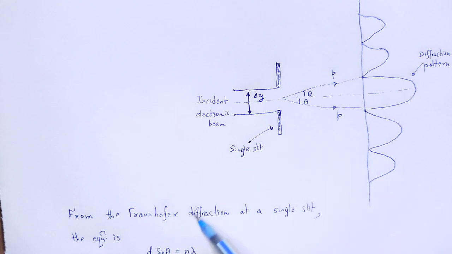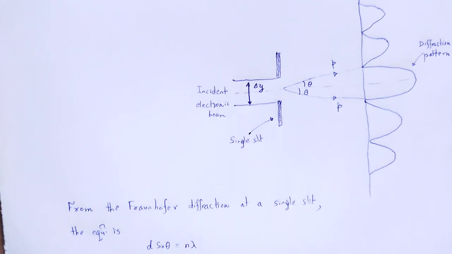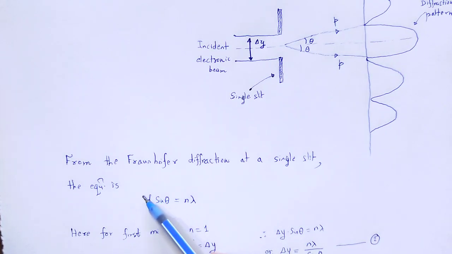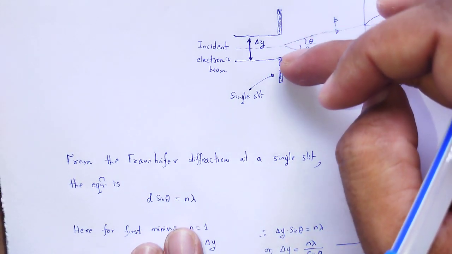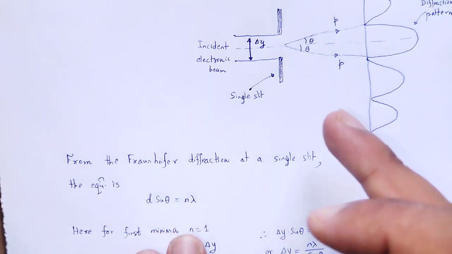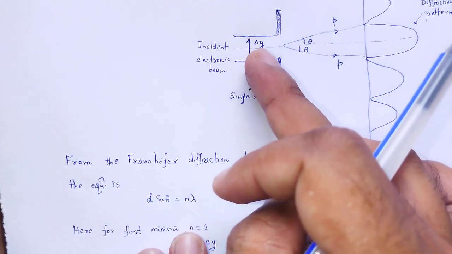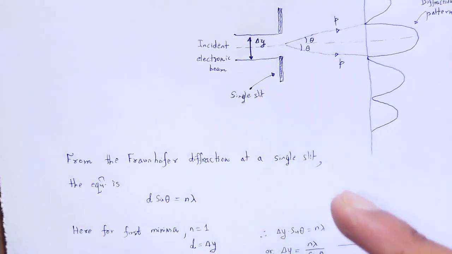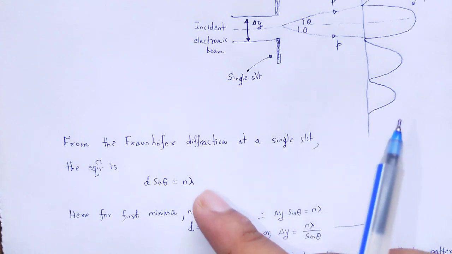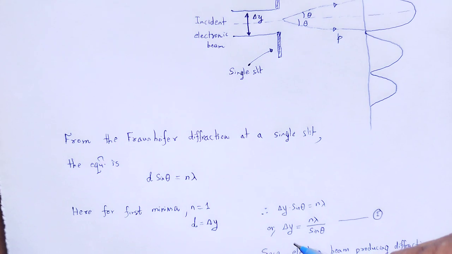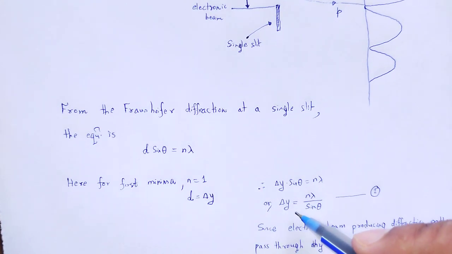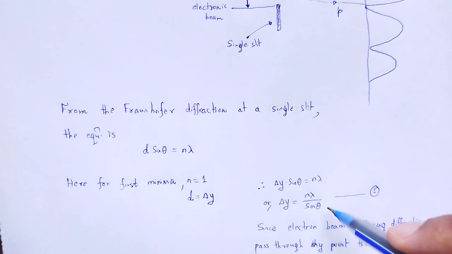So, the equation is d sin theta is equal to n lambda, where d stands for width. As we are taking it along the y direction, for that purpose we use delta y. In that case, d is equal to delta y. For the first minima, n is equal to 1. So, that expression changes to delta y is equal to n lambda by sin theta.